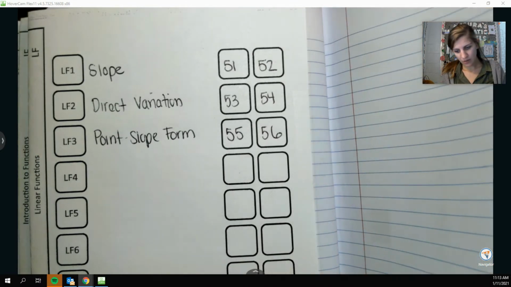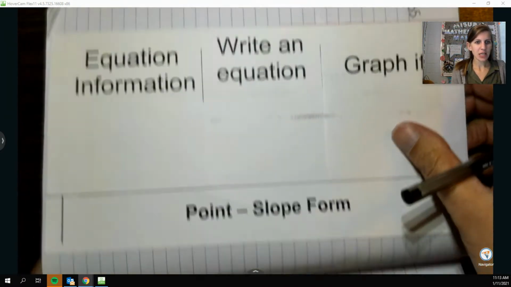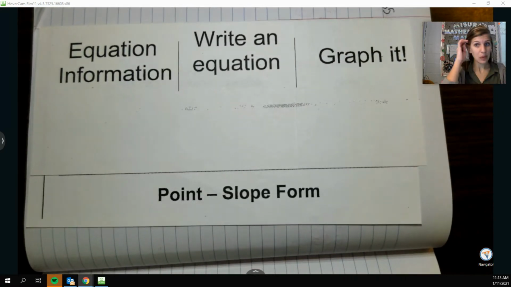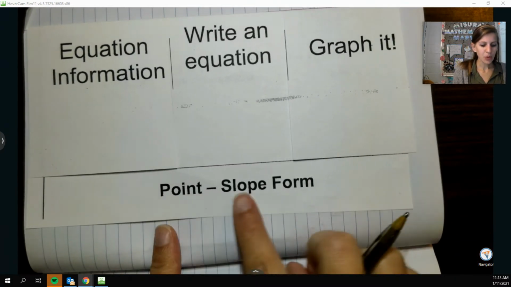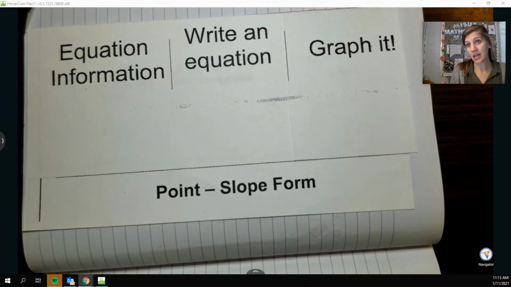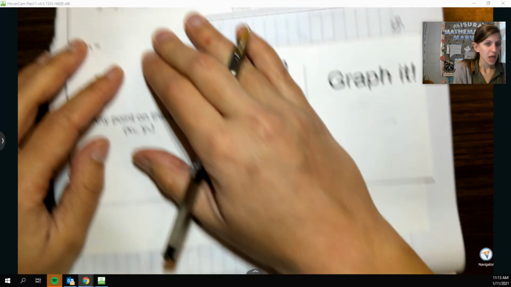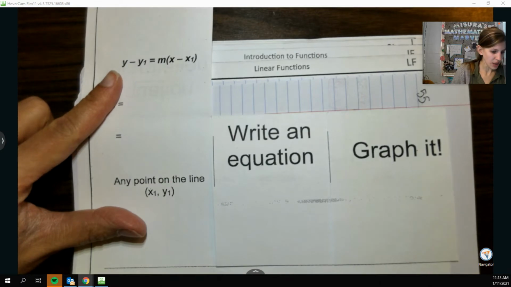Alrighty, so we turn to that page, point slope form. This is the one that we did in class. So again, if you already took those notes with me, you can exit out of this video. So point slope form is our big boy equation. It has more involved than direct variation. So if we open this one up, our point slope form equation looks like so.